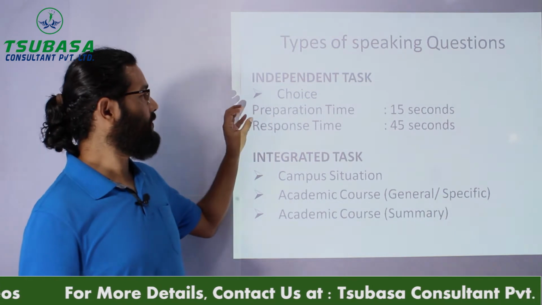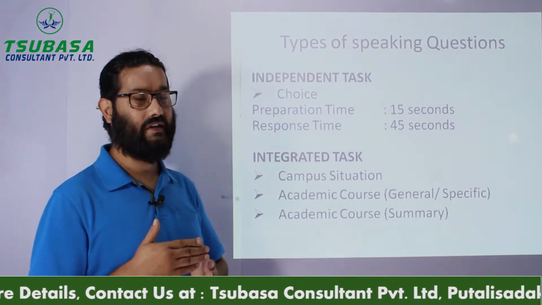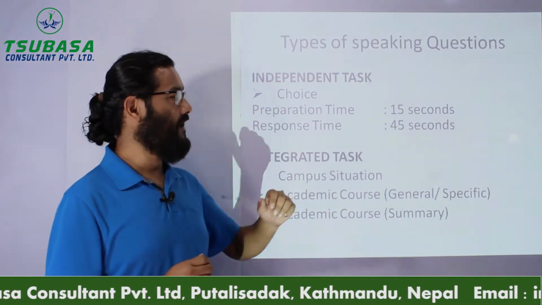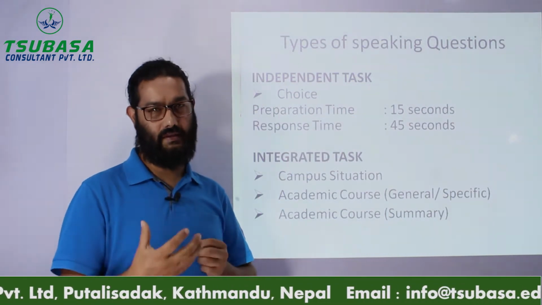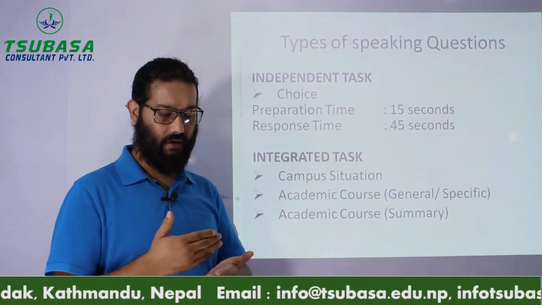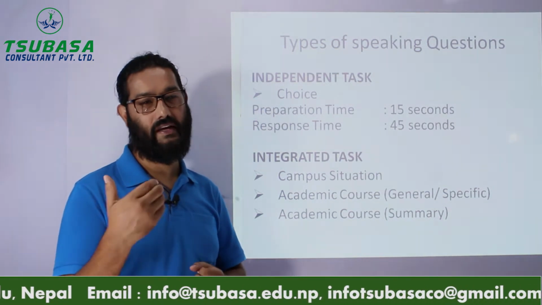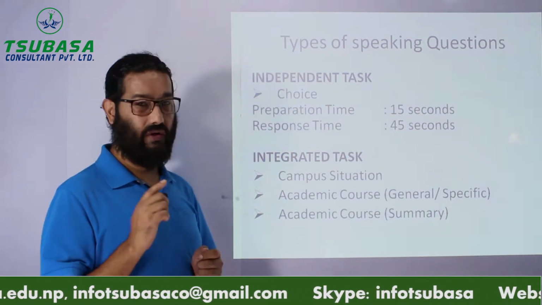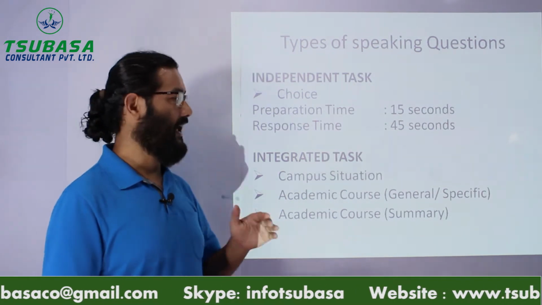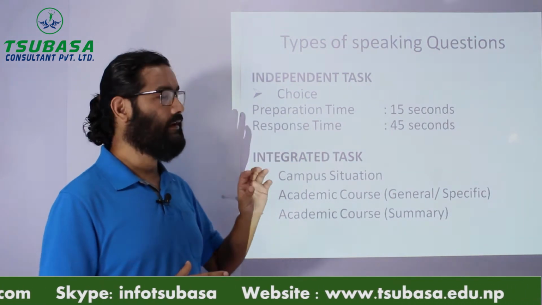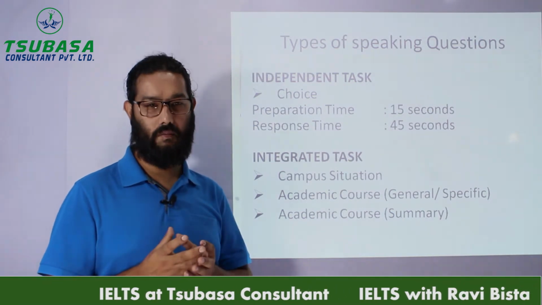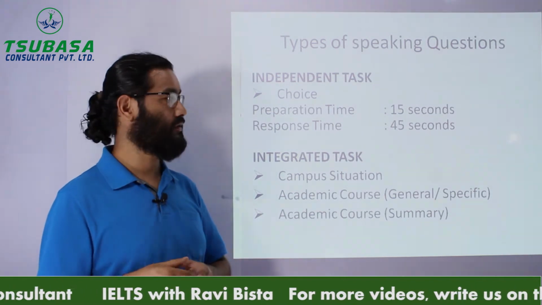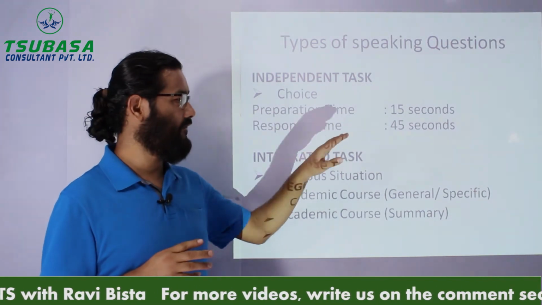The first independent task question is what we can call a choice question, where a question appears on the screen and you have 15 seconds to prepare your answer. In that time, you get a paper and pencil, so you can jot down the points that you would like to say, or you can just do mental brainstorming and speak. But you cannot speak before 15 seconds. After your 15 seconds is over, you have 45 seconds to respond with whatever answer you have brainstormed. You will not be able to speak more than that because your answer will be recorded only for 45 seconds.